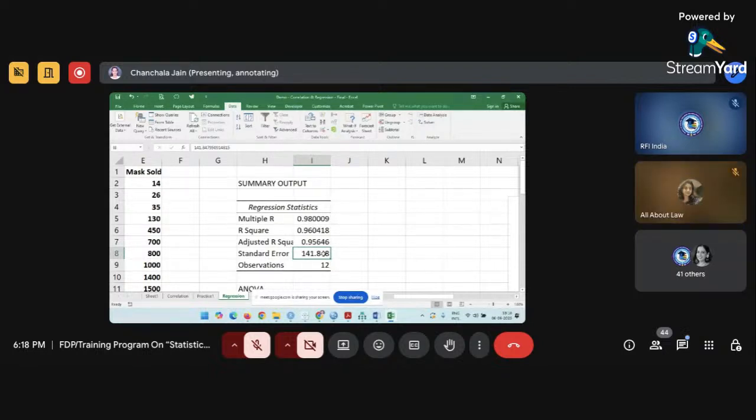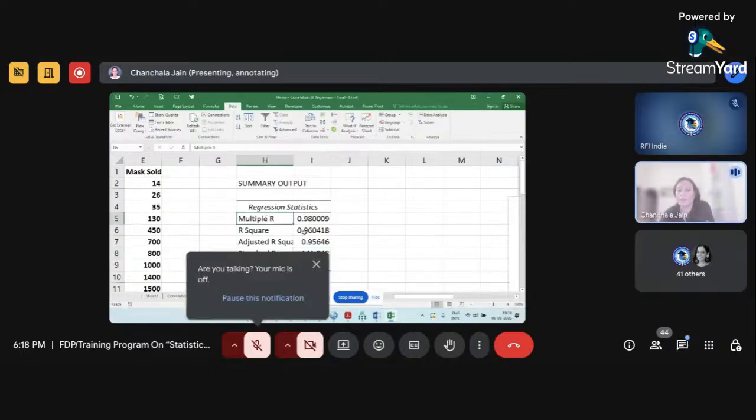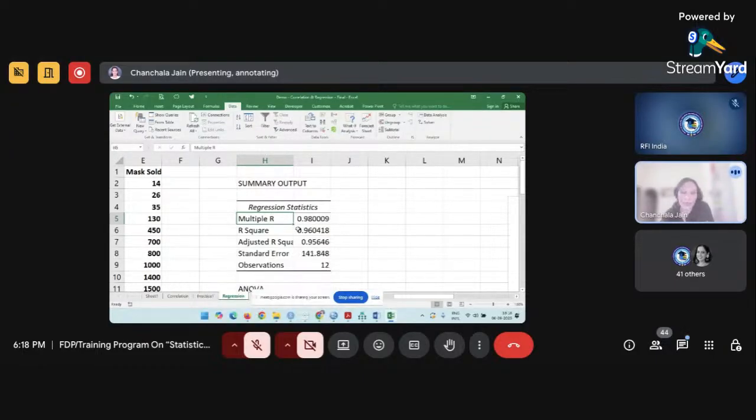So the first table is the regression statistics table. The first value is the R value, that is multiple R. Generally it is a name given in the software, but it is a correlation value. It is 0.98, which is very close to 1. That means it is indicating a strong positive correlation between the COVID cases and masks sold. Is it clear?